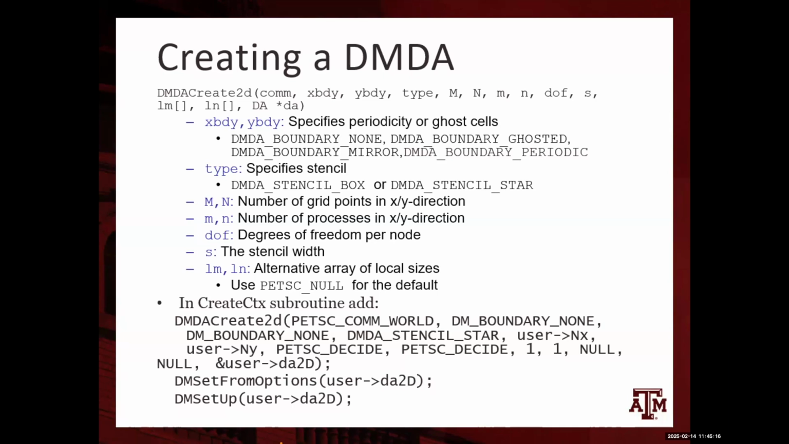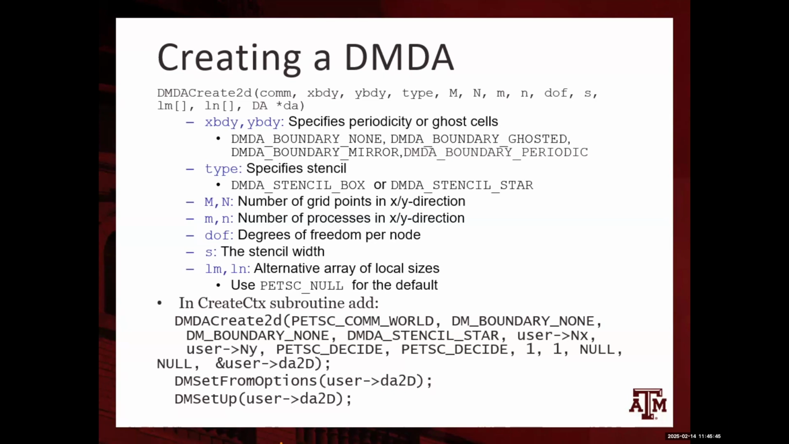Stencil width is how many ghost nodes we want. Here, because we are using only a 5-point formula, we only have i plus 1, i minus 1, j plus 1, j minus 1. We only need 1 ghost node. If you were using a different discretization, which required more nodes, then you would have to use that. Okay, so this is 1.